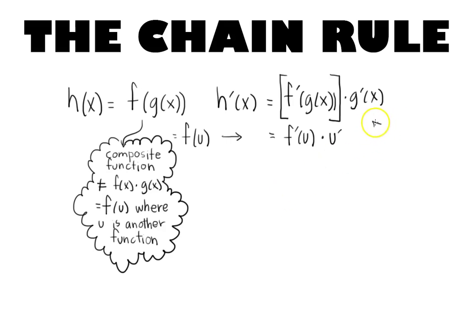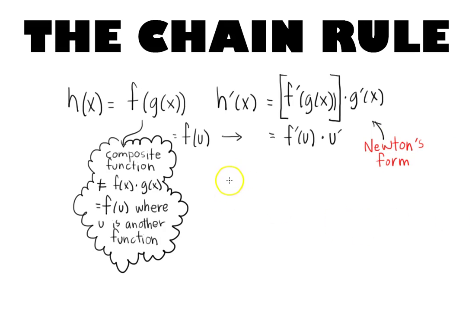In fact, this is Newton's way. This is Newton's form of the chain rule. This is not the only way. Let's look at someone else.